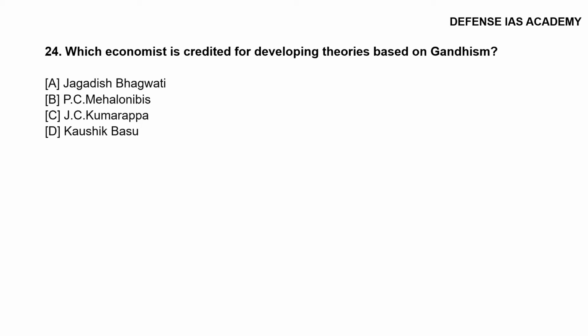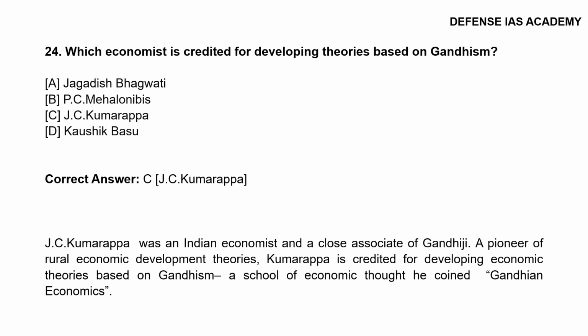Question number 24. Which economist is credited for developing theories based on Gandhiism? The correct answer is J.C. Kumarappa. J.C. Kumarappa was an Indian economist and a close associate of Gandhiji. A pioneer of rural economic development theories, Kumarappa is credited for developing economic theories based on Gandhiism, a school of economic thought he coined called Gandhian economics.